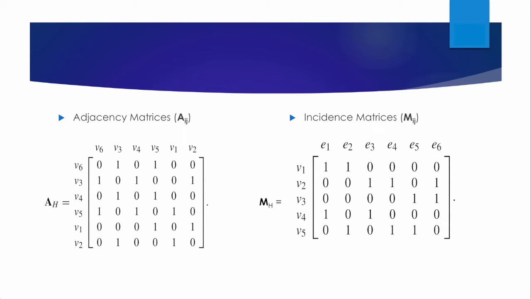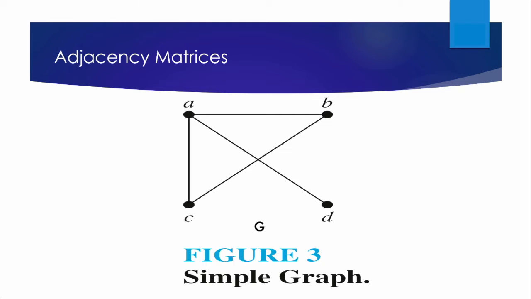One is based on the adjacency of vertices, and it is called the adjacency matrix. The other is based on the incidence of vertices, and it is called the incidence matrix. In the next slides, we are going to describe both of them in detail. We are going to represent graphs using adjacency matrices. Let us take a look at a graph G in figure 3.